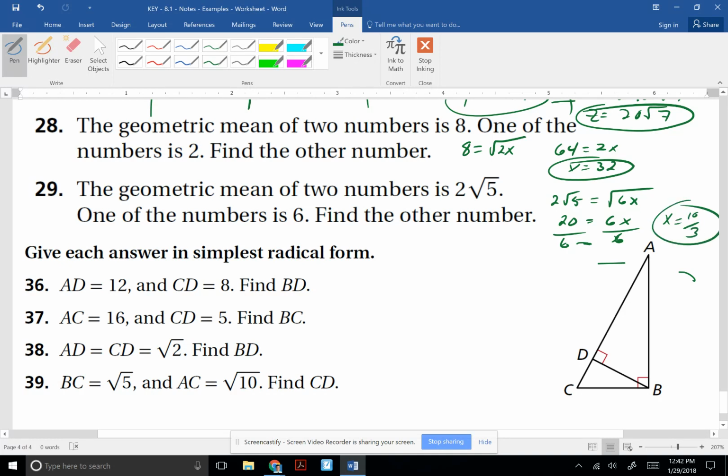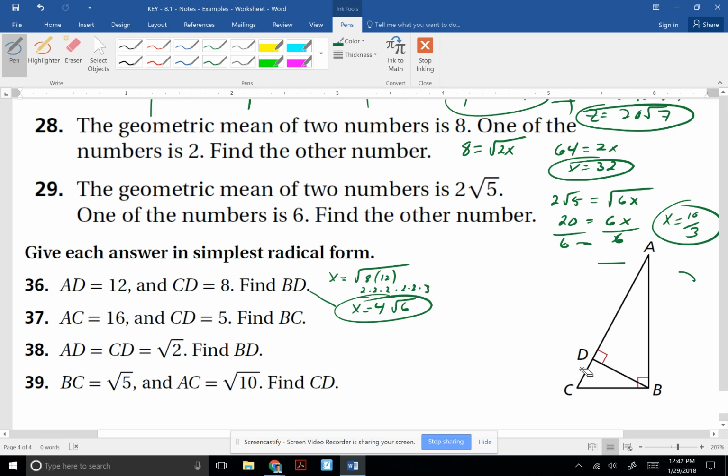All right, now we got some problems in here. If AD is 12, CD is 8, find BD. Well, we know that it's going to be the geometric mean of those two numbers, 8 and 12. And we already know that that's 2 times 2 times 2 and 2 times 2 times 3, right? That's 8 and that's 12. Okay, and then we can pull out, looks like we have a 6 left inside and a 4 outside. So there we go. That's this one. I'll do the next one over here, 37.